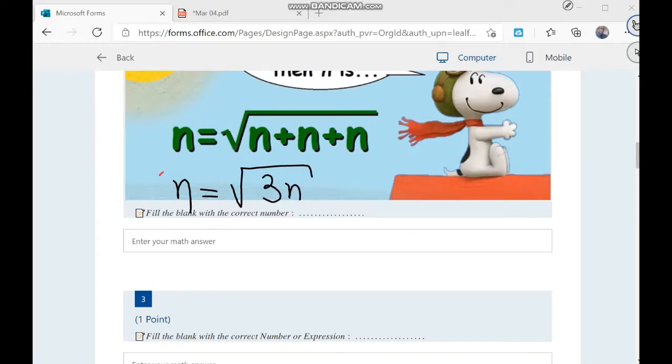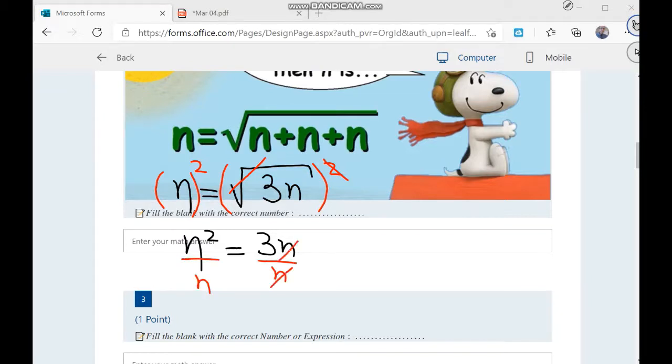On both sides of the equation, we can square, we can raise to the power of 2, because that way we can get rid of the square root. And we have n squared equals 3n, right? Now divide both sides by n. Here you simplify, the square is simplified with this n. The answer is n equals 3. That is the right answer. 3 is going to be the right answer.